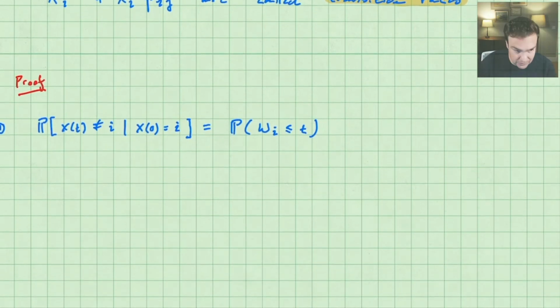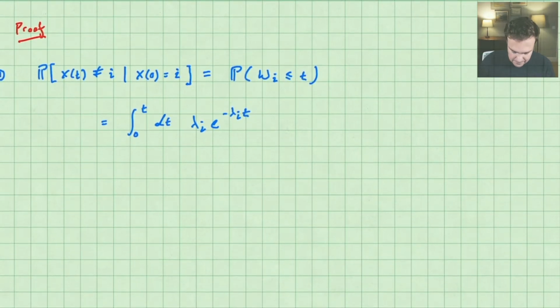Since we know the sojourn times have an exponential distribution, this is just equal to the integral from 0 to t of lambda_i e to the minus lambda_i times t. That's a simple integral, and you can evaluate it: this is 1 minus e to the minus lambda_i times t.